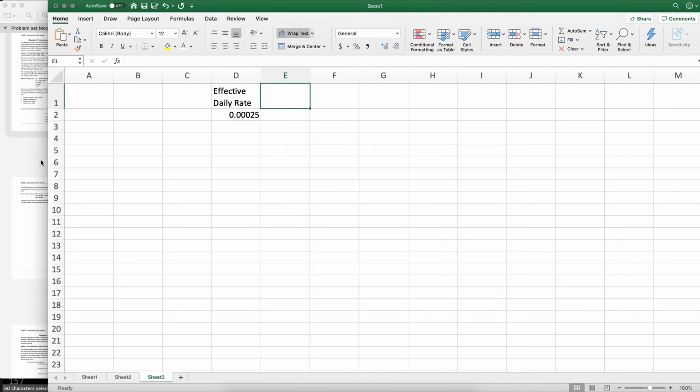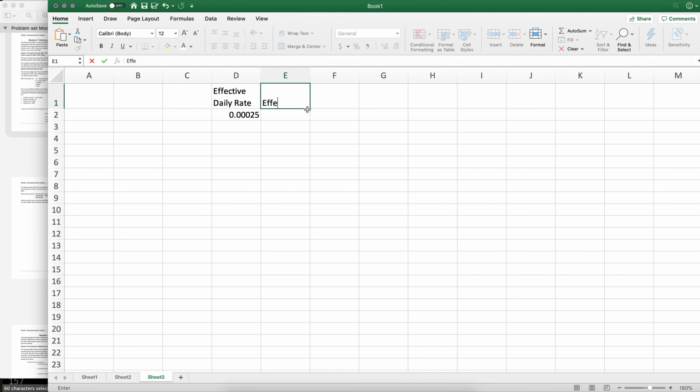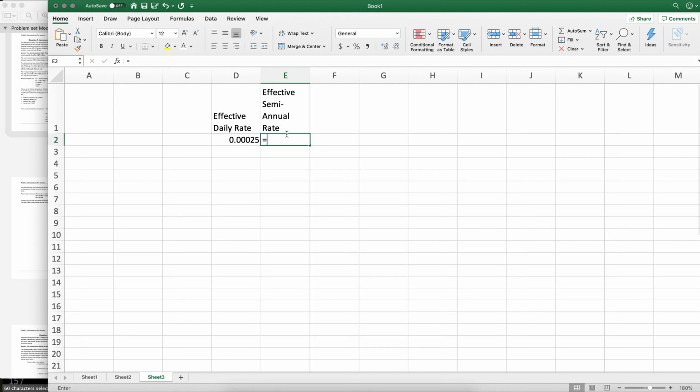Okay, so the payments occur every 6 months. The easiest way to do this is to do the effective semi-annual rate. This would be, what would your balance be of $1? If you had a $1 balance on your credit card and it compounded every day for 6 months, how much would you owe at the end of that time period? So let's do 1 plus that to the power of 30 times 6 months. 4.6%. Okay, now we have our interest rate.